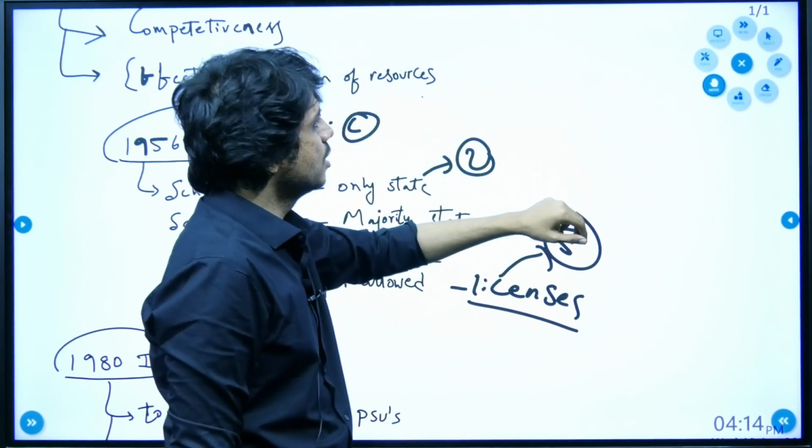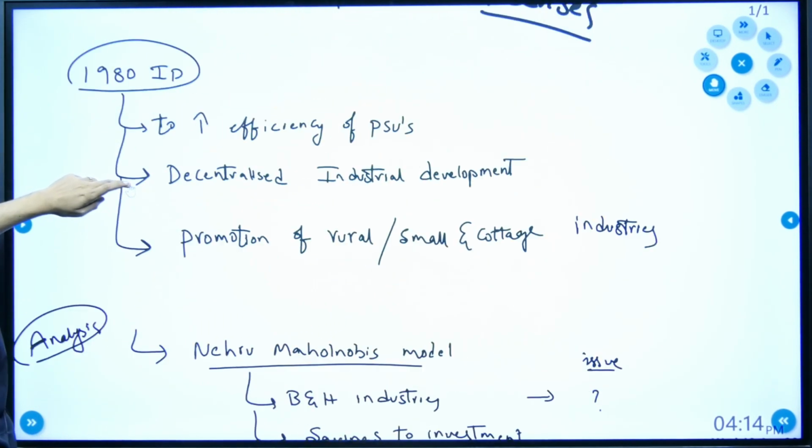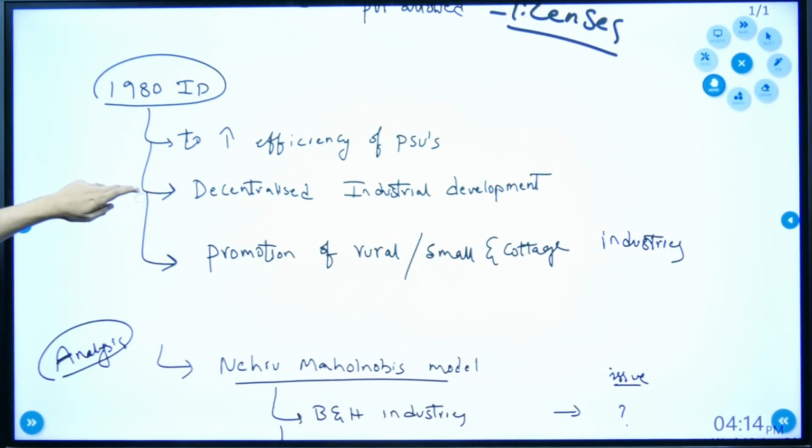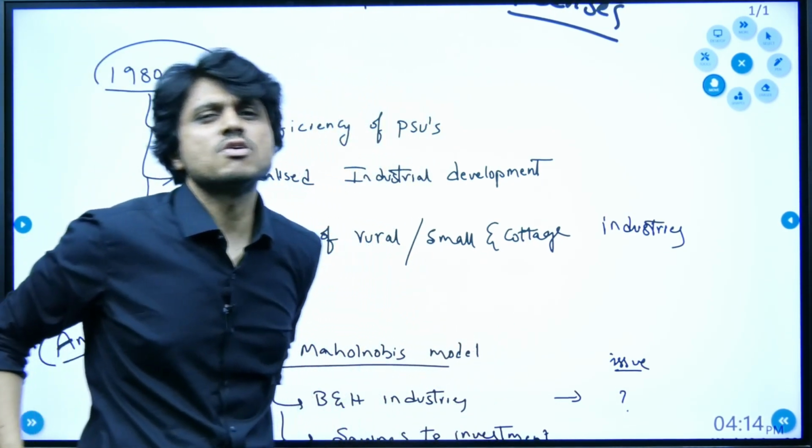A little more understanding is required about the 1980 industrial policy. If you see this 1980 industrial policy, it notes that from the 1960s till the 1980s, public sector companies were not performing well.